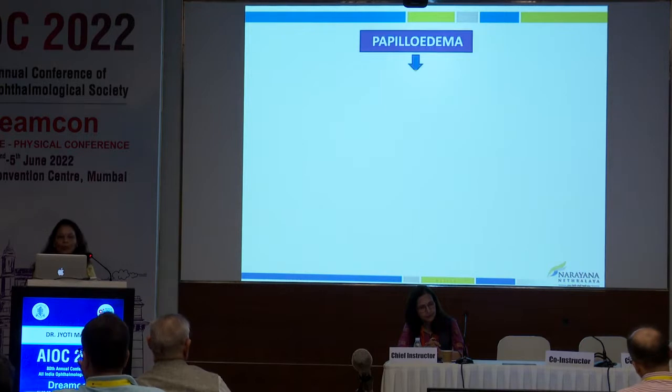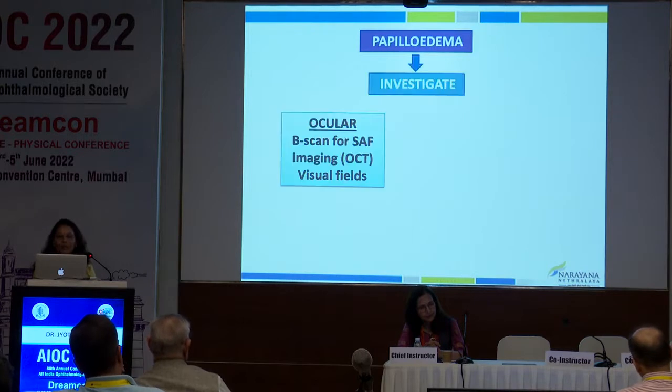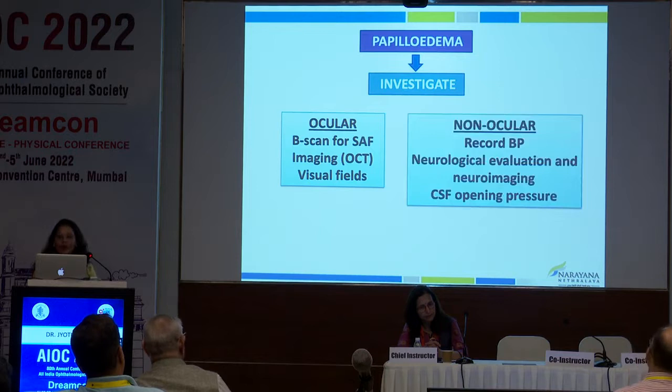So how do you go about it? Basically, investigate. You do the B scan to confirm there is SAF. That is a cause, and so you can treat accordingly. OCT imaging to know how much it has progressed. Visual fields. Non-ocular: record the BP, neurological evaluation and neuroimaging. CSF opening pressure will tell you whether this patient has papilloedema. Anything more than 250 millimeters of water will definitely tell you this is papilloedema and you need to treat.